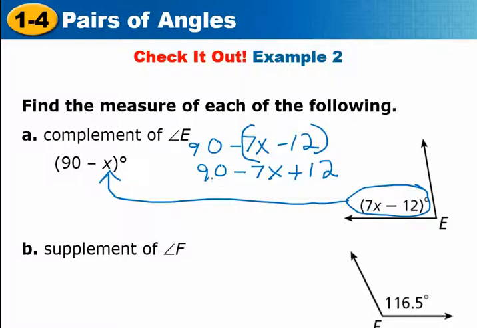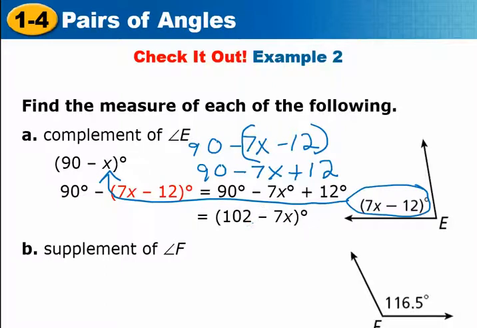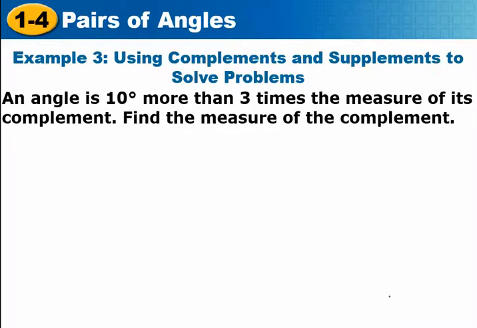And then you can see that's really 90 plus 12. And 90 plus 12 is going to equal 102 minus 7x. Now, it's nice, if you remember, to put parentheses around that and then put your little degree sign. That really shows that you have degrees that you're ending up with. Letter B is easier because there's no x's in it. There's no algebra to do here. You just take 180 minus 116.5 degrees, and you get your answer of 63.5 degrees.